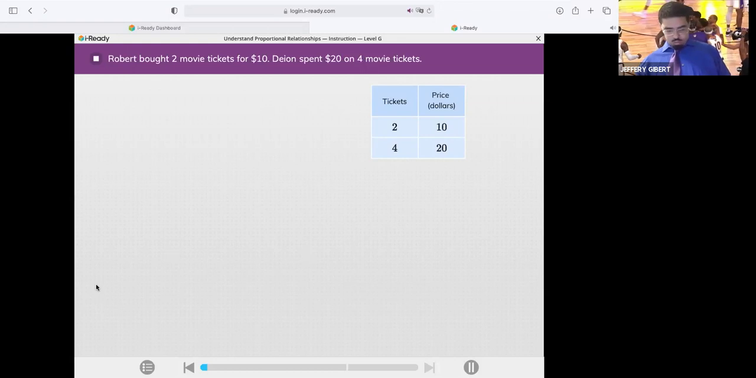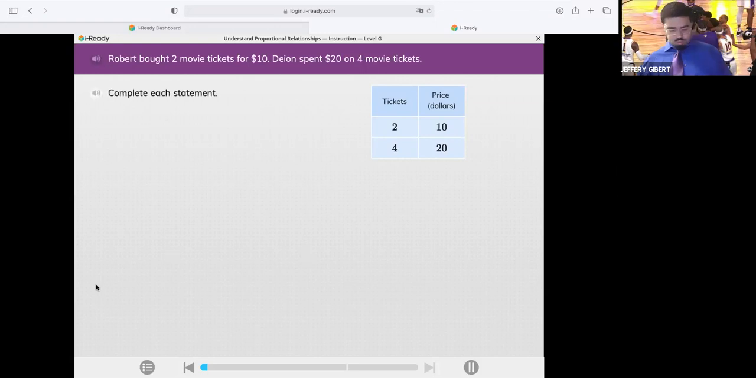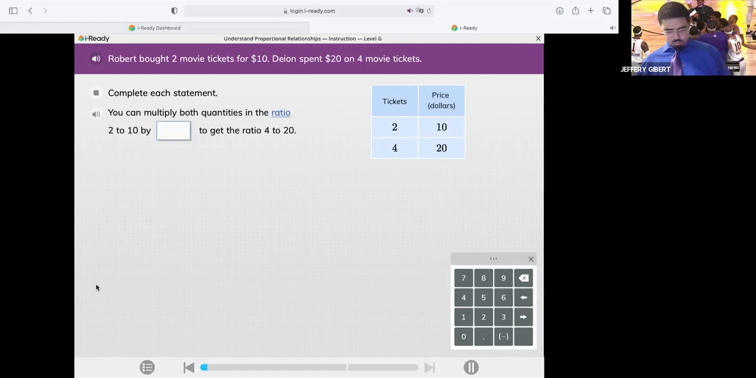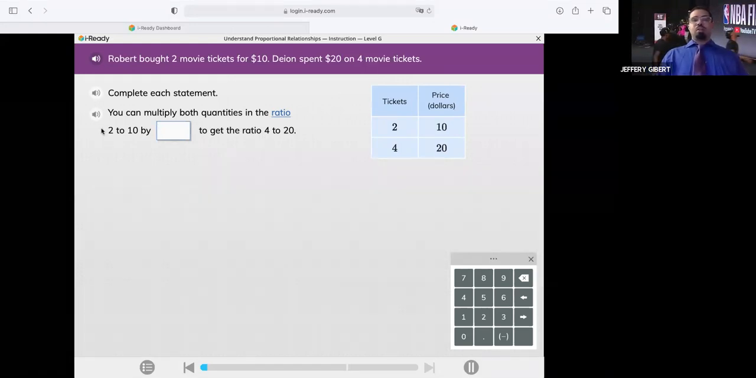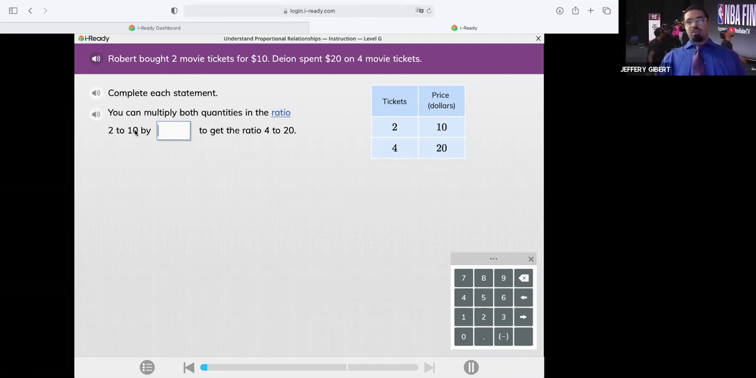Robert bought 2 movie tickets for $10. Dion spent $20 on 4 movie tickets. Let's find the price per ticket. Complete each statement. All right, so we gotta ask ourselves, how did we get from 2 to 10 to 4 to 20? So how did the first number 2 get to 4? And how did the second number 10 get to 20?